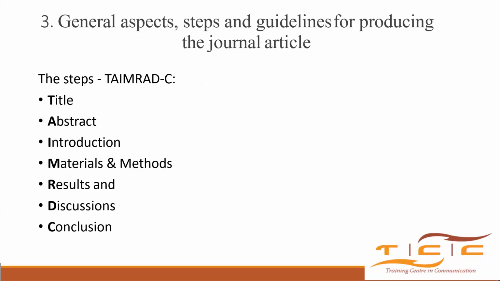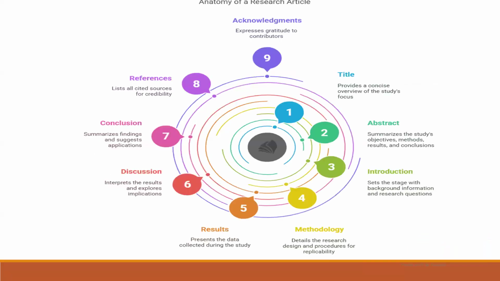So the journal article will have the title, the abstract, the introduction, materials and methods, results, discussions and conclusions, depending on the journal you're publishing in. So I want us to start from here. The anatomy of this is we are starting from the title. It provides a concise overview of the study's focus. Then we have the abstract that summarizes the study's objective, methods, results, and conclusions. An introduction that sets the stage with background information and research questions.